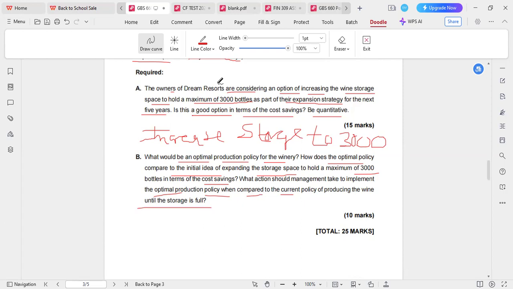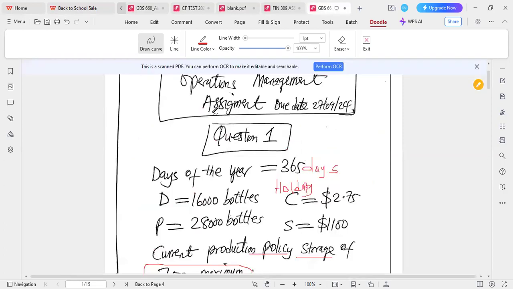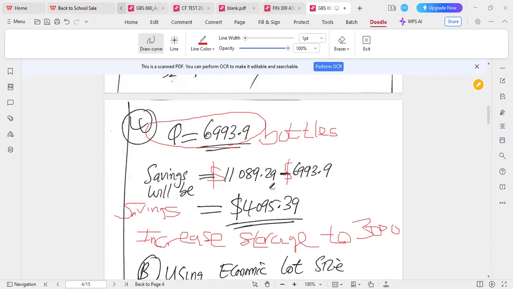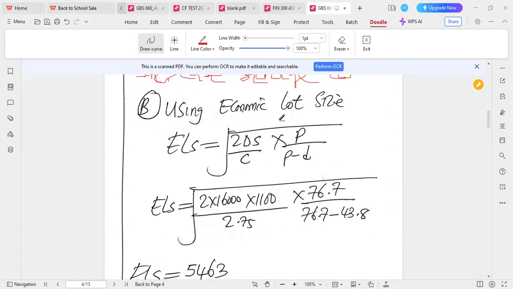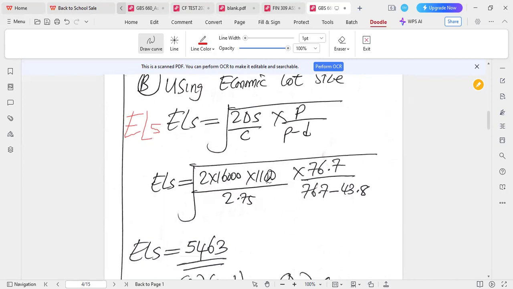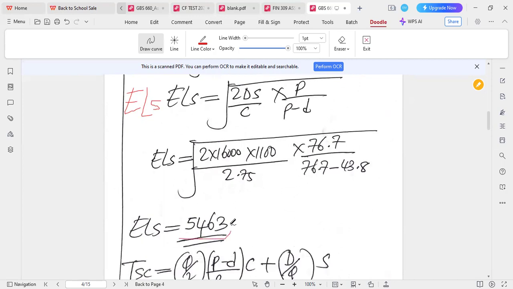So when getting down to this one, we now decide to use the economic lot size, which is the economic production size. For this economic production size, we could simply say the square root of 2DS over C, multiplied by P over P minus D. After substituting the values that we have already calculated, we found an economic lot size of 5,463.